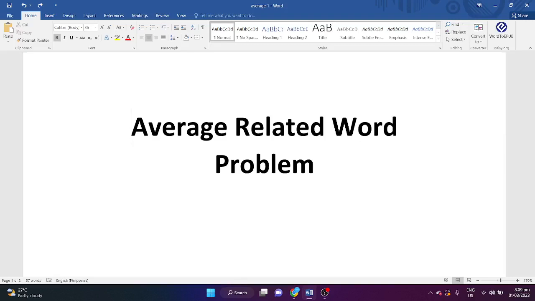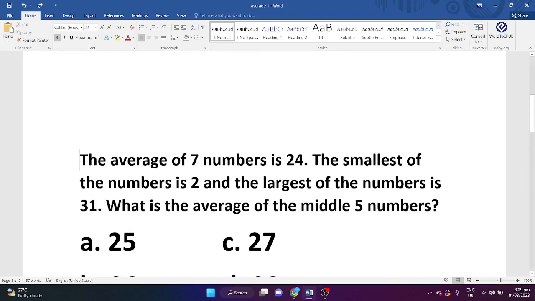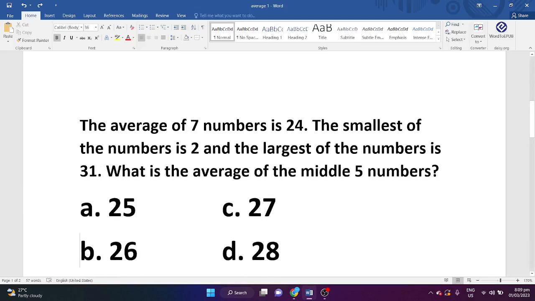So now to get straight to the tips and techniques, let me share with you the featured problem. It says here, the average of 7 numbers is 24, the smallest of the numbers is 2, and the largest is 31. What is the average of the middle 5 numbers? I actually got this problem from an online source that features review questions, and here I have also included the options or the choices. For letter A, it's 25, B is 26, C is 27, and D is 28.